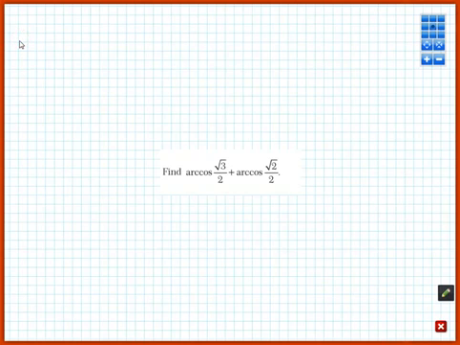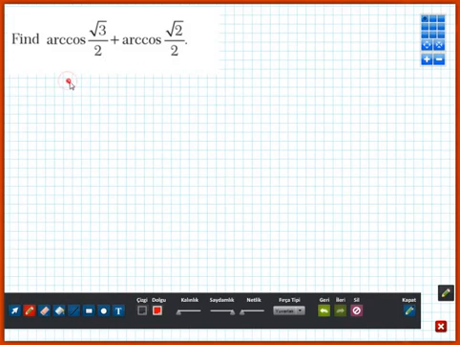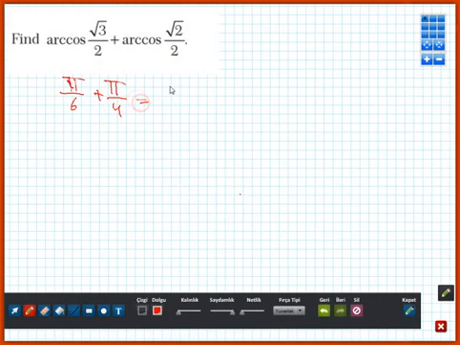Let's solve this example. Okay, now we have to find the arccosine of root 3 over 2. The angle x here must be what? Cosine 30, that is pi over 6, is equal to root 3 over 2, and pi over 6 is between 0 and pi. And here it's pi over 4. This one is pi over 4. And the result is equal to 5 pi over 12.